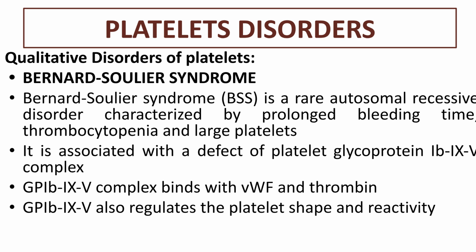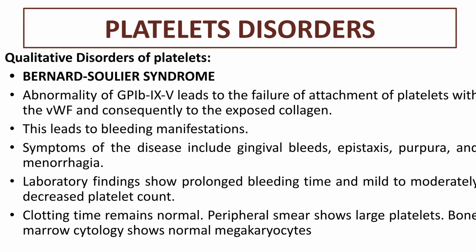Bernard-Soulier syndrome is a rare autosomal recessive qualitative platelet disorder. It is characterized by prolonged bleeding time, thrombocytopenia, and large platelets due to a defect in the platelet glycoprotein Ib-IX-V complex. The defect in Bernard-Soulier syndrome leads to failure of platelet attachment to von Willebrand factor and exposed collagen. Symptoms include purpura, epistaxis, and gingival bleeds. Laboratory findings include prolonged bleeding time and large platelets.